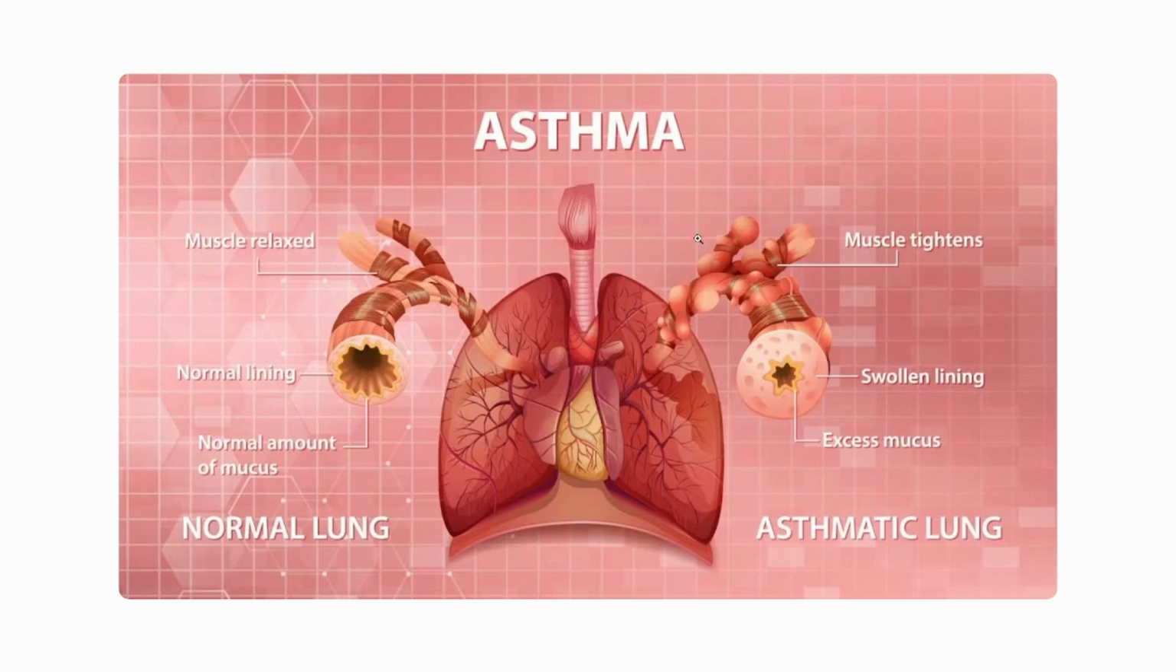But if the patient is affected with asthma, what happens? Muscle tightness takes place. So the lining will be swollen and excess mucus will accumulate in this condition. So in the case of an asthmatic lung, due to the excess mucus, the linings will be swollen and inflamed.